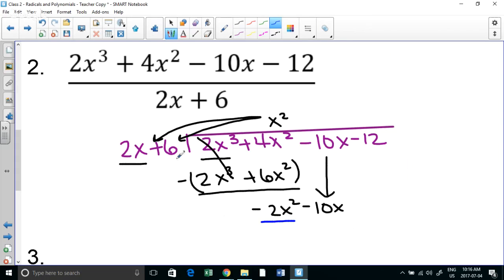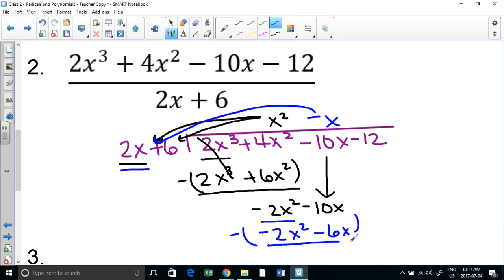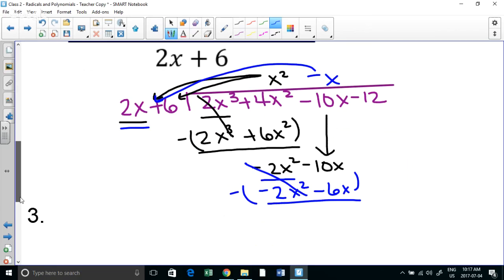Take this term, negative 2x squared divided by 2x gives me negative x. Negative x times 2x gives me negative 2x squared. Negative x times 6, negative 6x. I subtract. Negative 2x squared minus negative 2x squared cancels out. Negative 10 minus negative 6 means negative 10 plus 6 is negative 4x. And this comes down.